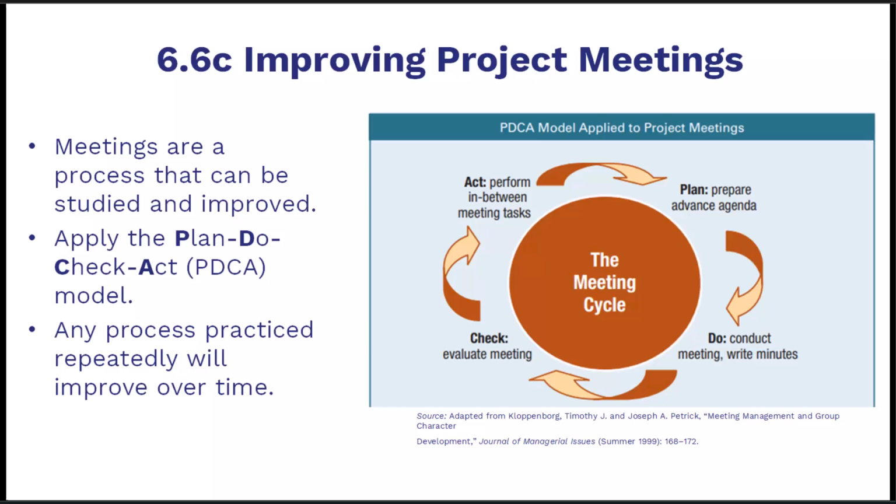Here's how the model Plan, Do, Check, Act works. At the center, the meeting cycle signals a repeating process. Around it, 4 stages run clockwise with curved arrows. Plan: prepare the agenda and desired decisions. Do: conduct the meeting and record minutes. Check: evaluate outcomes and participation. And Act: complete between-meeting tasks and refine formats. The loop shows continuous improvement. Each pass updates agendas, templates, and roles so meetings steadily get better.